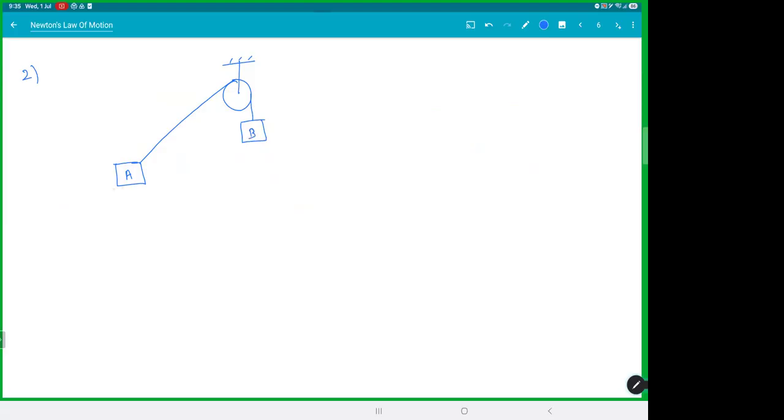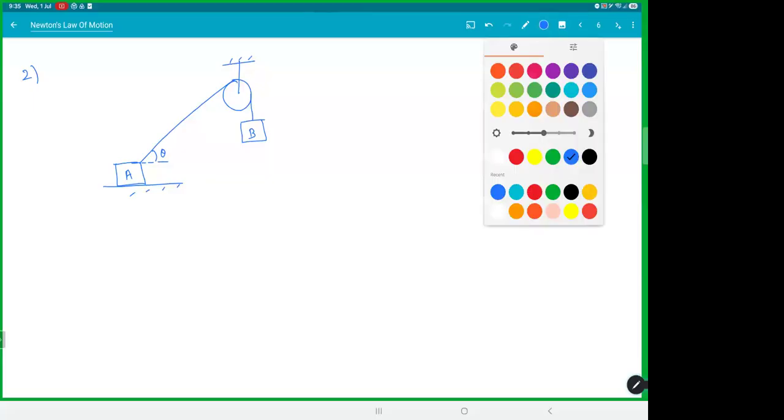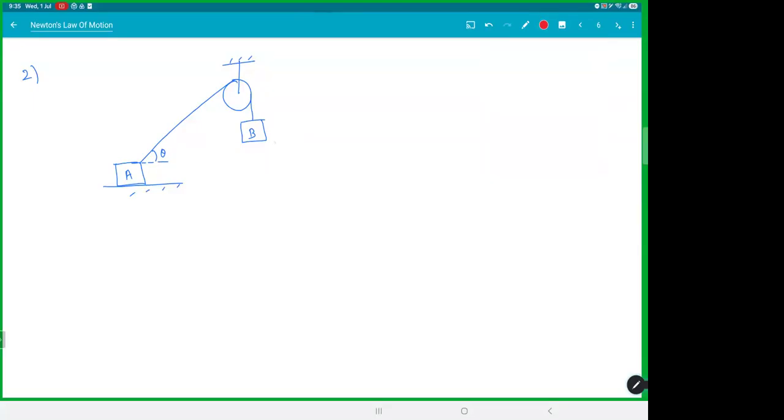This is another classic problem. This is theta. Let's say B is going down with U. A is always sliding on the floor. A does not lift off from the ground. Find VA.